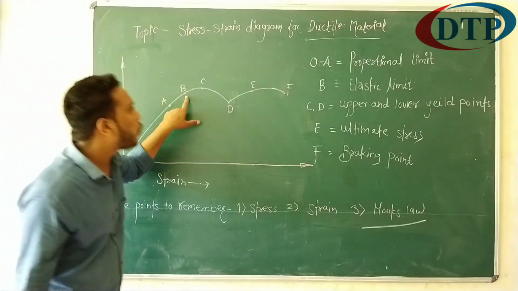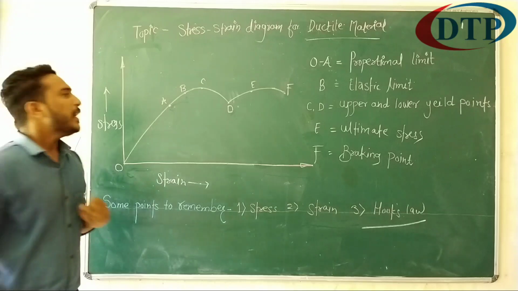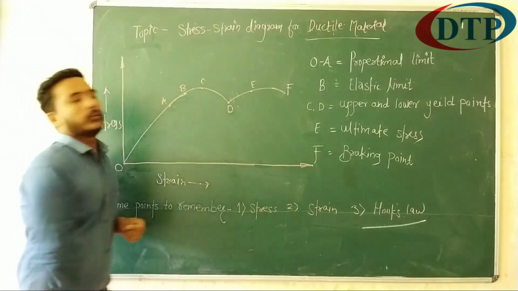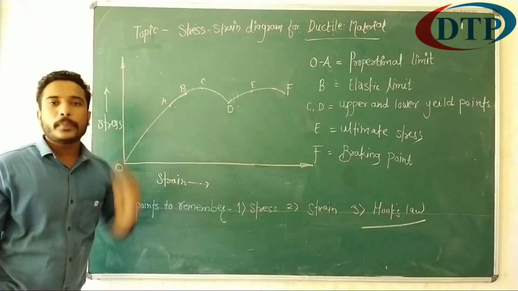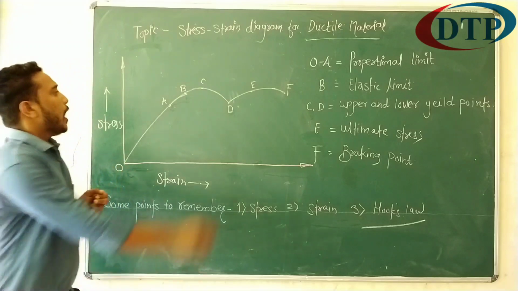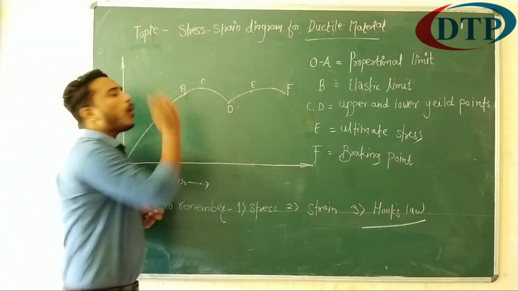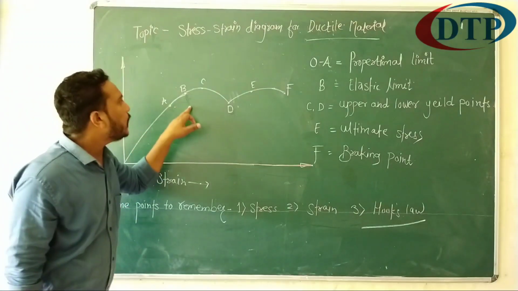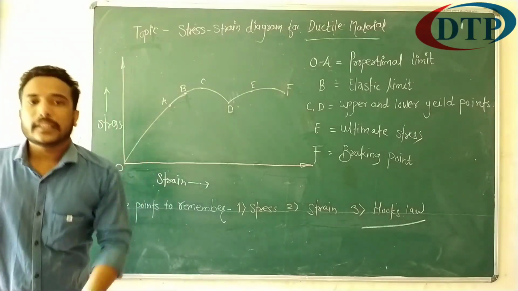After point A, the next point is the elastic limit. From point A to B, there is a slight curve. Point B suggests that up to point B the load is increased.